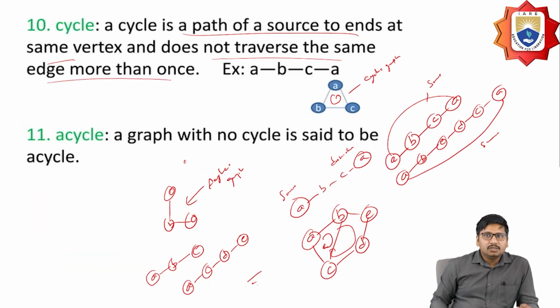Now, cycle. A cycle is when the source and destination are the same. A graph which contains a cycle is called a cyclic graph, and a graph which does not contain a cycle is called an acyclic graph.